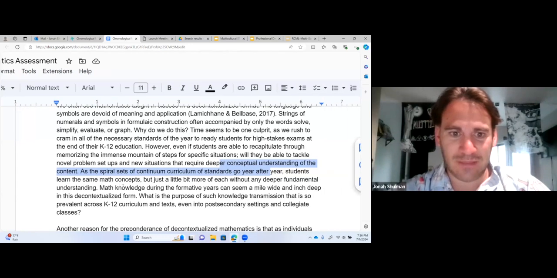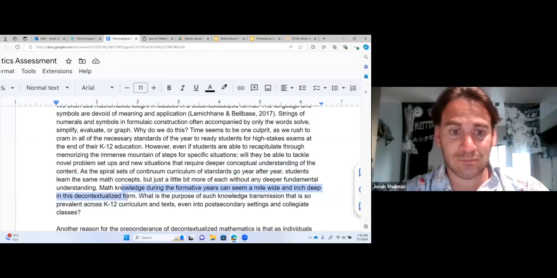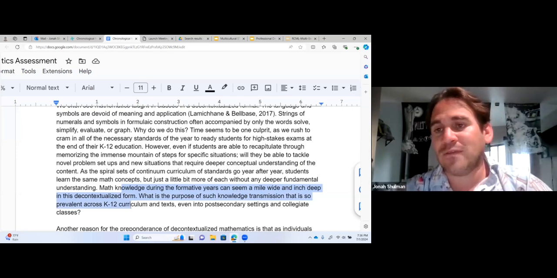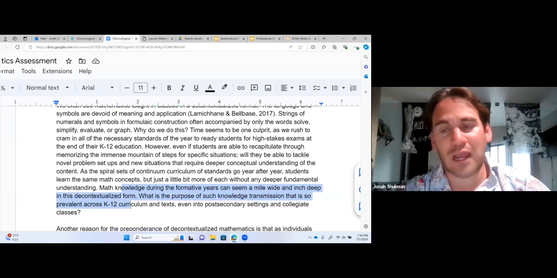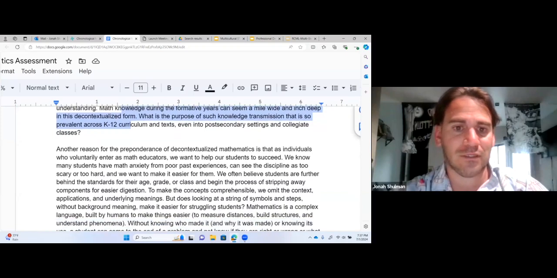Math knowledge during the formative years is usually a mile wide and an inch deep, decontextualized. And I think that's why we have to teach exponents every year. I think that's why we still have to teach factoring over and over and over again, because students don't understand what they're doing or why they're doing it. They just memorize it and then forget it immediately.